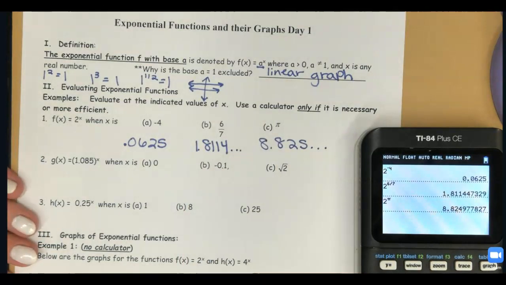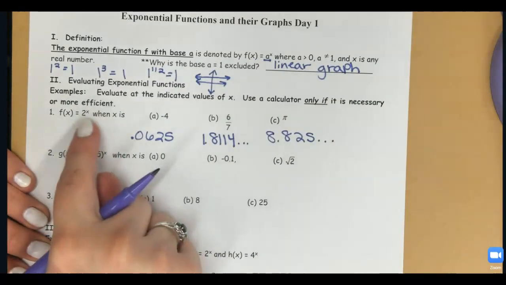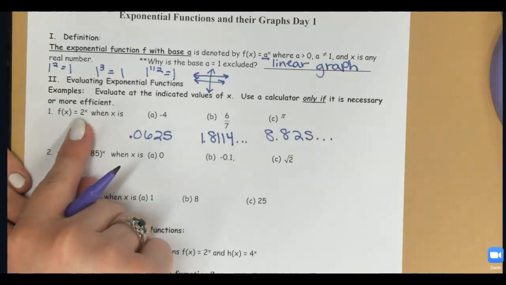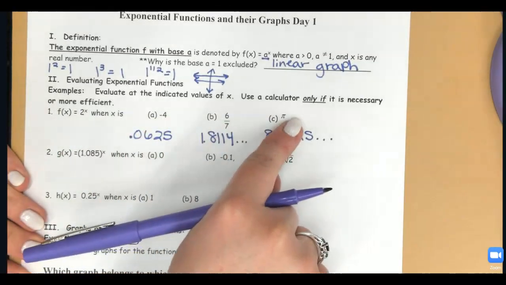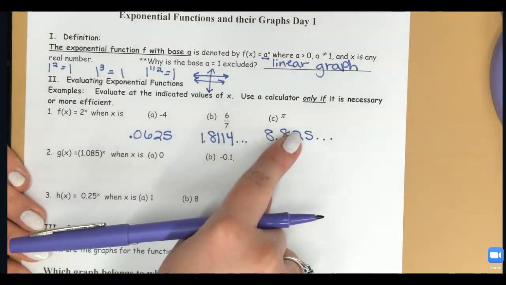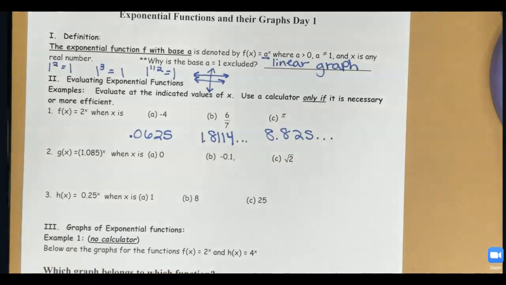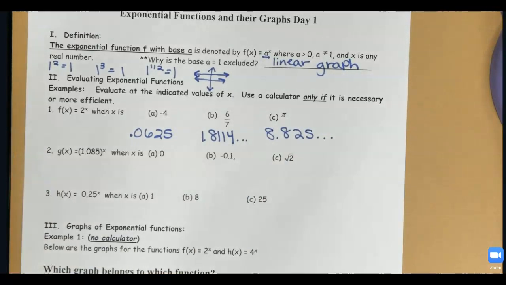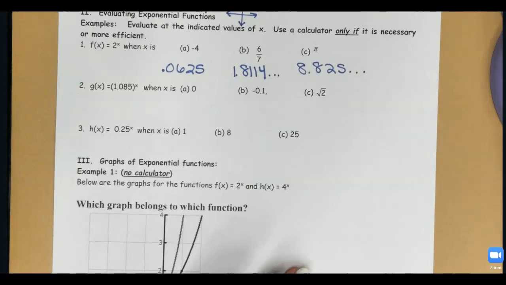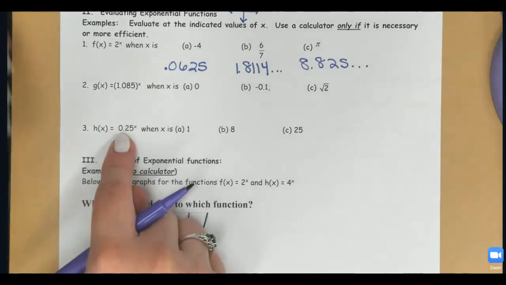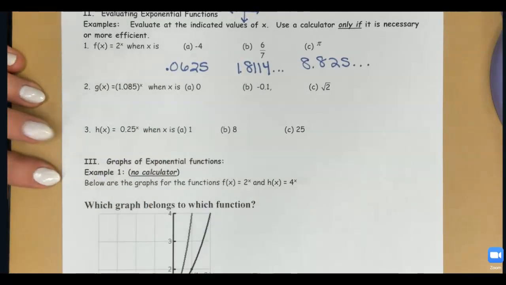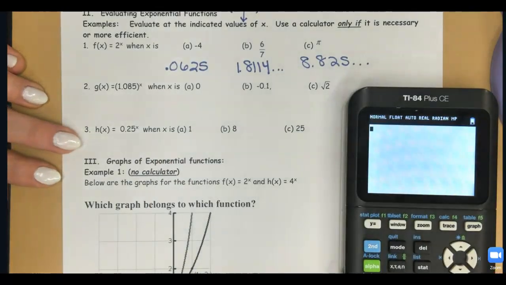But let's take a look at this. The base of this function was 2. That's a number bigger than 1. And as my exponents increased, my output was also increasing. So that's just something to consider. Let's skip number 2 and go on to number 3. We'll come back. On number 3, my base is 0.25 to the x power. So I am going to find those three values now.